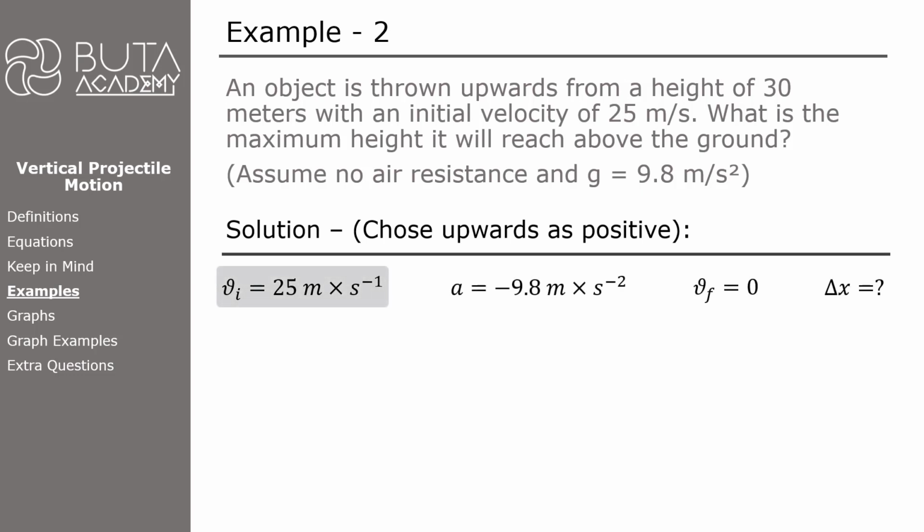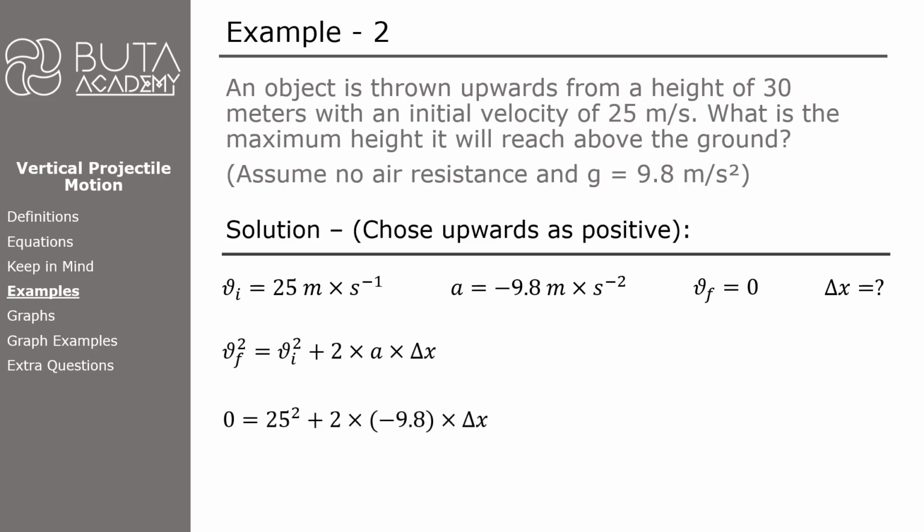Initial velocity is 25 meters per second. Gravitational acceleration is negative 9.8 meters per second square, as we consider upwards as a positive direction. Velocity at the maximum height is equal to 0. Then we write the same formula, do the same substitutions, and get the same answer.